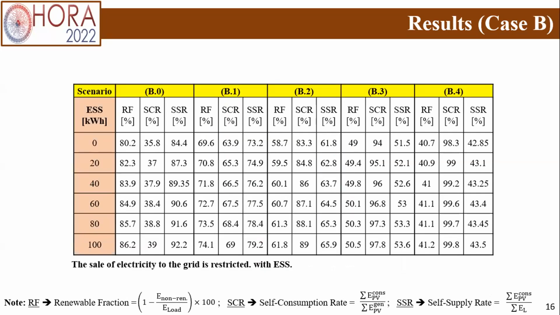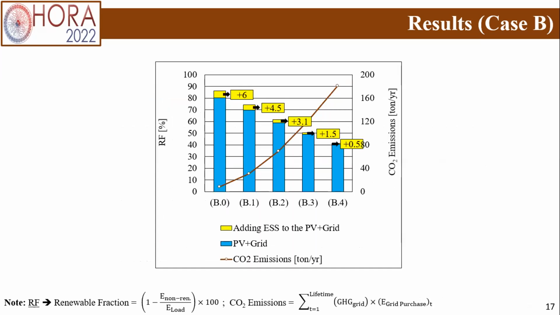This time, ESS is included in HBS at determined capacities. With the increasing EV charging demand, RF, SCR, and SSR have decreased, just like in case A. With the increase in ESS capacity in low demand conditions, RF increased up to 6%, SCR up to 5.7%, and SSR up to 7.8%. Due to this increase in SSR, HBS amortized itself up to 2.1 years late.